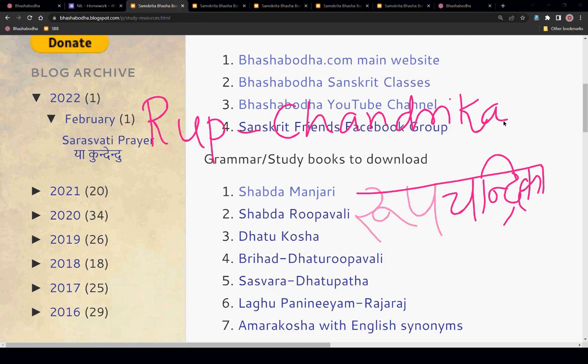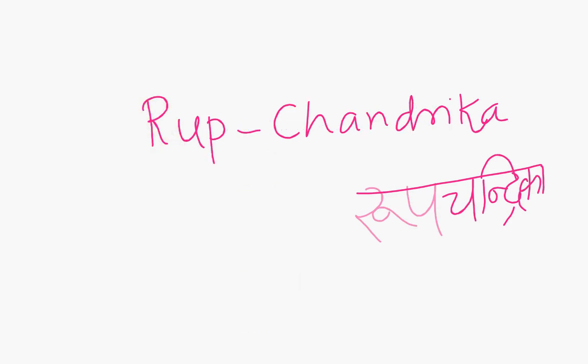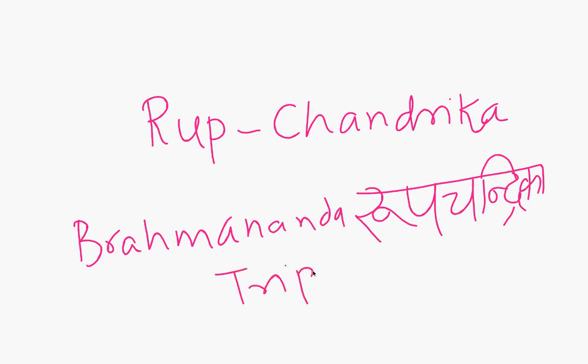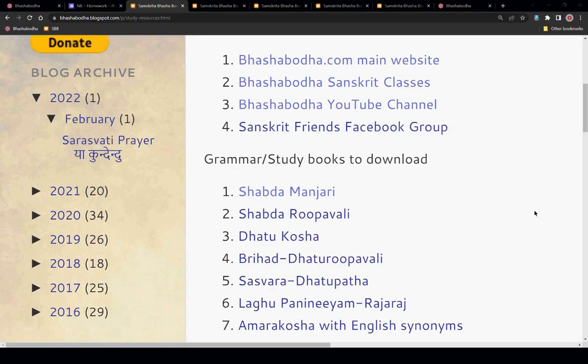Is the writer's name Rupa Chandrika, or is the book's name Rupa Chandrika? The book's name is Rupa Chandrika. It's written by Brahmananda Tripathi. Brahmananda Tripathi. Thank you. So, the other option is you can download this Shabda Manjari until you get the printed one.